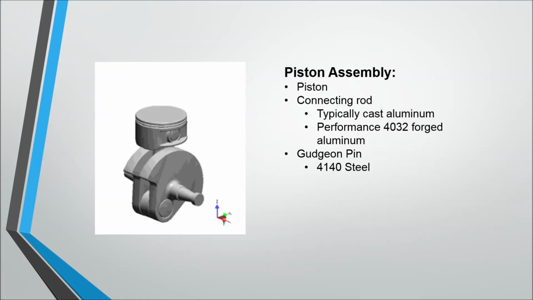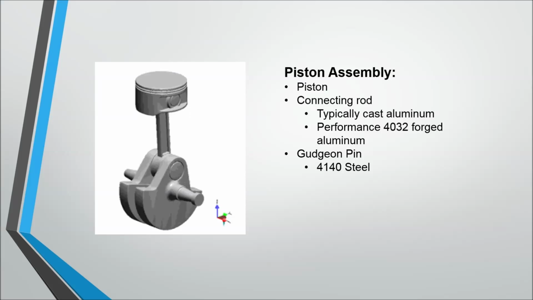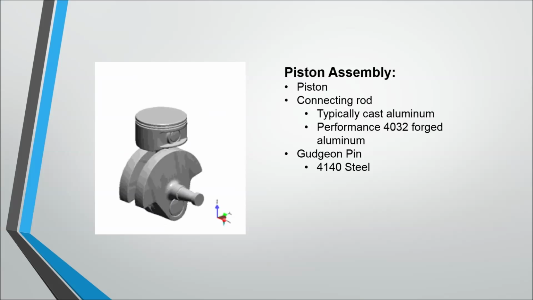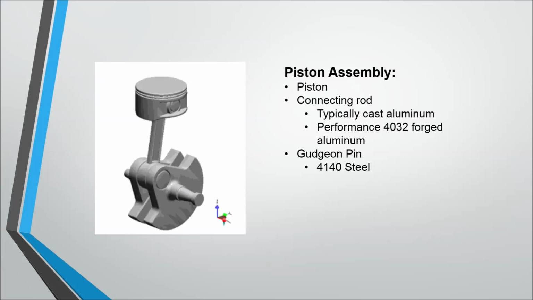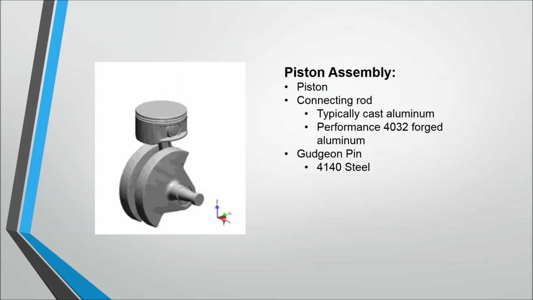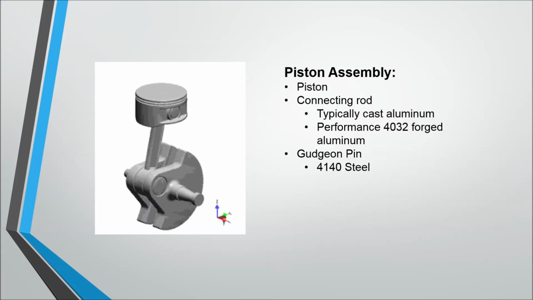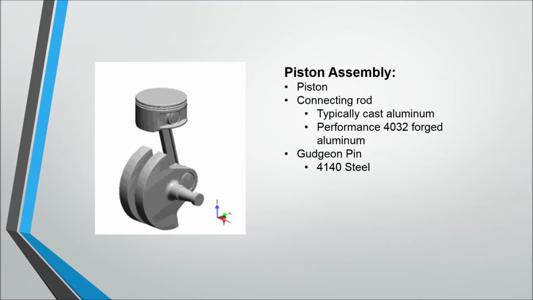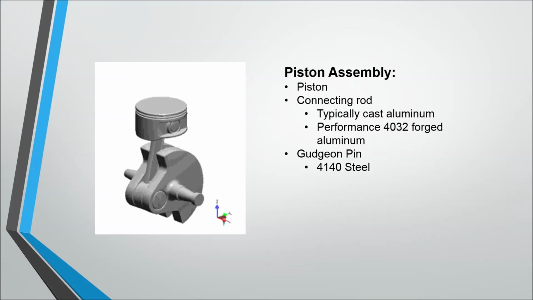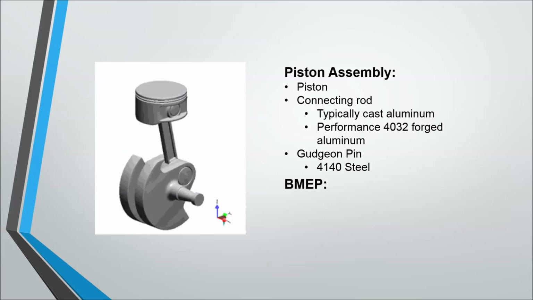This serves to attach the connecting rod and piston head while still permitting rotation. Together, these three components make the bulk of the piston assembly. During operation, the piston head is exposed to severe pressure due to combustion. These pressures vary greatly, but can be approximated by brake mean effective pressure, or BMEP.